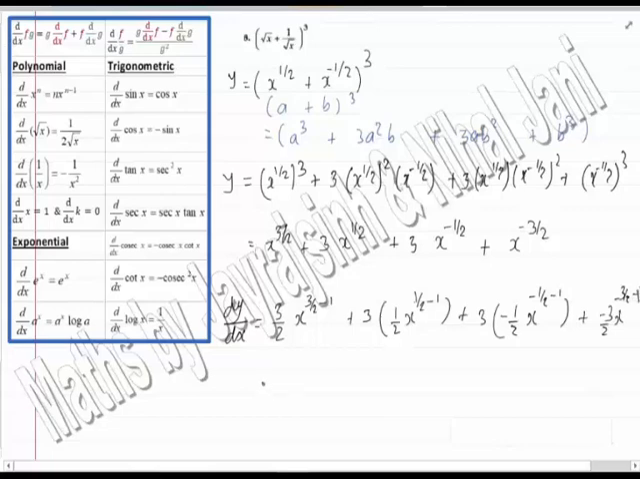Okay, let's get the final answer. 3 by 2 x raised to 1 by 2 plus 3 by 2 x raised to minus 1 by 2 minus 3 by 2 x raised to minus 3 by 2 and minus 3 by 2 x raised to minus 5 by 2. Okay, so tada, this is your final answer.